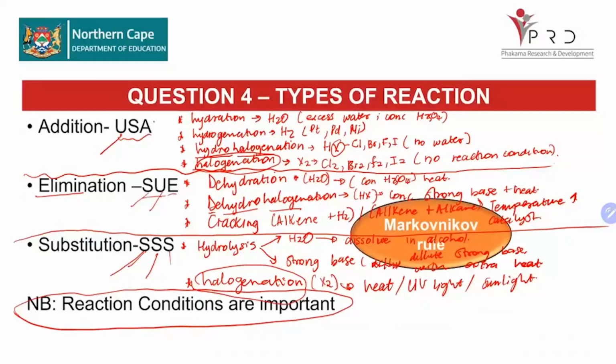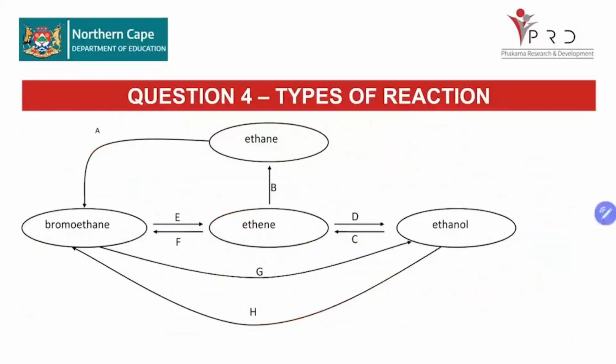Now let's quickly move on to Markovnikov's rule. Yes, I forgot to mention here that you must not forget to implement Markovnikov's rule as you are doing the types of reactions. Remember, Markovnikov's rule says that you always put the hydrogen on the carbon that has more hydrogens, and you put the halogen on the carbon that has fewer hydrogens. Okay, remember that when you follow Markovnikov's rule, you will form a major product. But if you don't follow Markovnikov's rule, you are going to form a minor product. Very much important to remember.